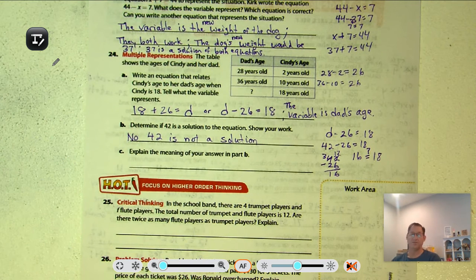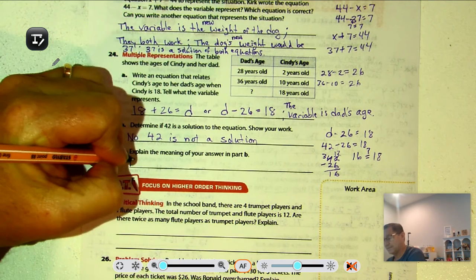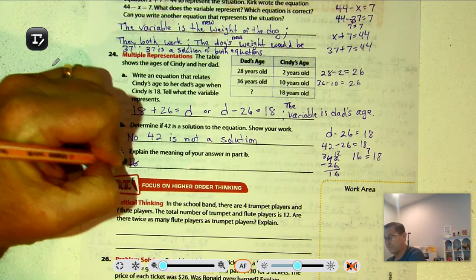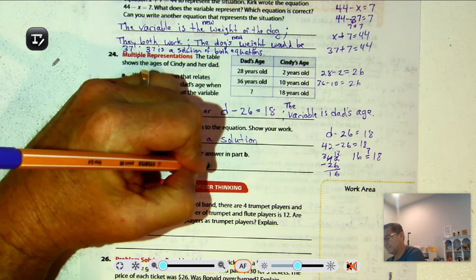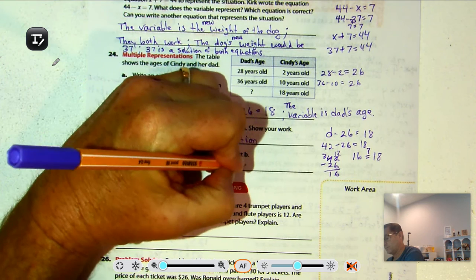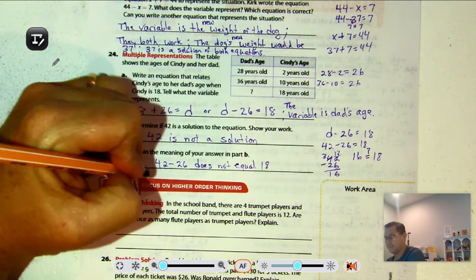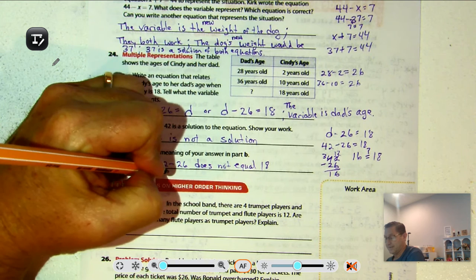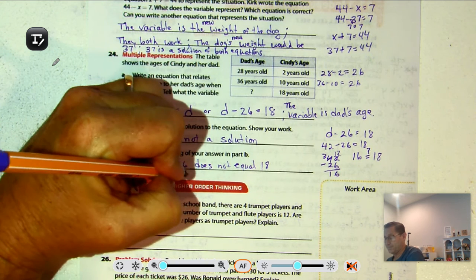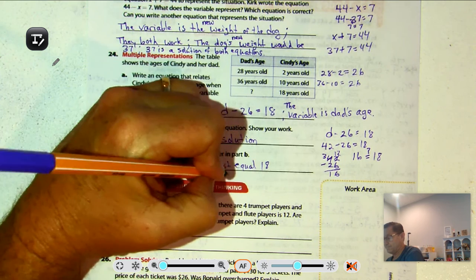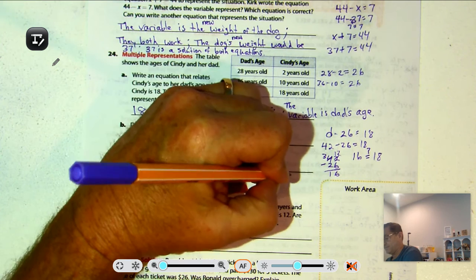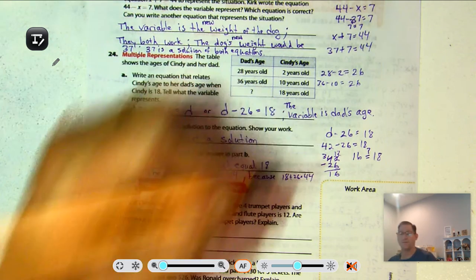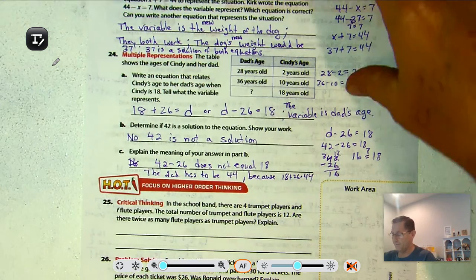Explain the meaning of your answer in part B. Well, 42 minus 26 does not equal 18. The dad has to be 44, because 18 plus 26 is 44. All right, 25.